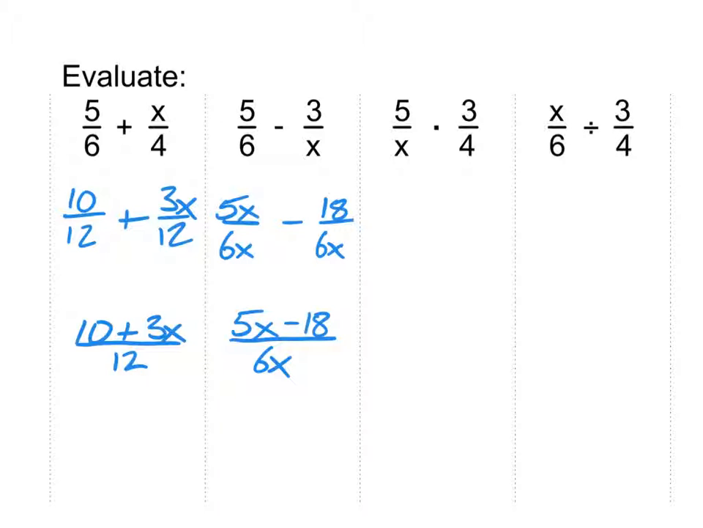Looking at 5x, 6x, yes, there's an x in both of those, but there's not an x in the 18. I'd have to be able to pull a number out of all three parts, basically every term on the top and the bottom, in order to reduce one of these.